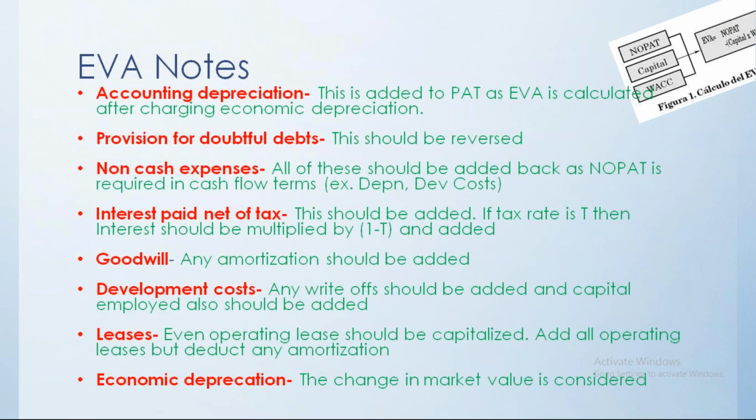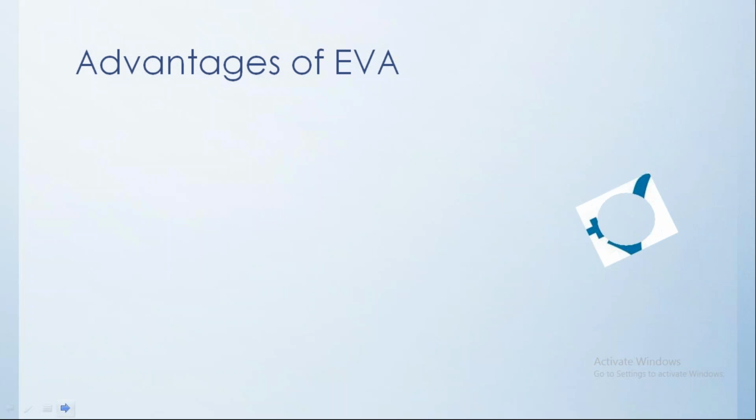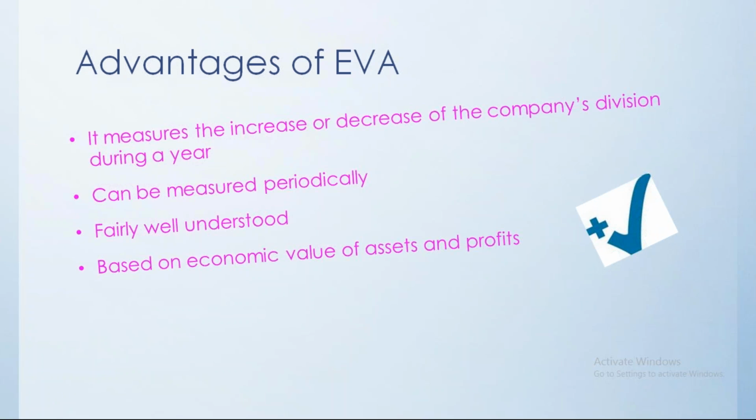Economic depreciation. Depreciation is considered based on market values, not based on book values or historical values. So it's a complete change from our normal accounting. Most of the big companies do it, and it's a good thing to do, because that will really tell us whether we are making profit or not. What are the advantages? Obviously, this is a good question that can come up in our paper. Basically, it measures the increase or decrease of company shareholders' wealth in terms of a division. It can be measured periodically.